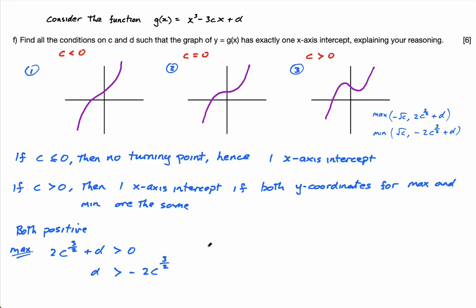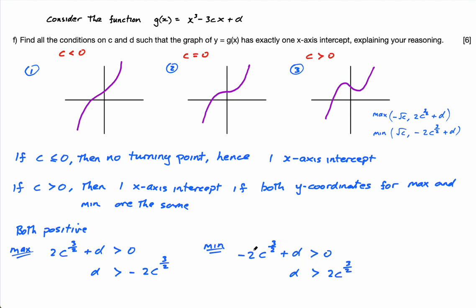So max is this. The min, negative 2c to the 3 over 2 plus d has to be bigger than 0, which means d has to be bigger than positive this, 2 times c to the 3 over 2. So bear in mind, guys, for this condition, c is positive anyway. So d has to be bigger than negative 2c to the 3 over 2, and d has to be bigger than 2c to the 3 over 2.